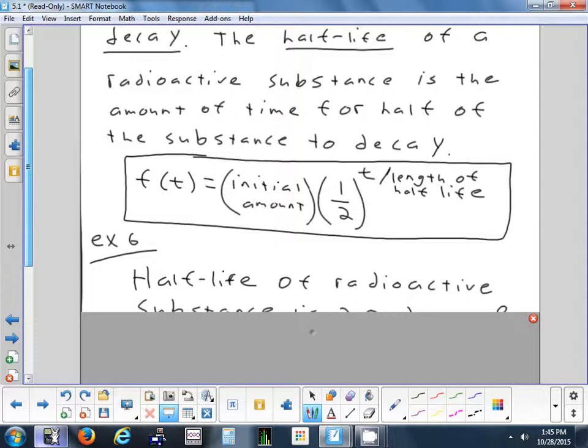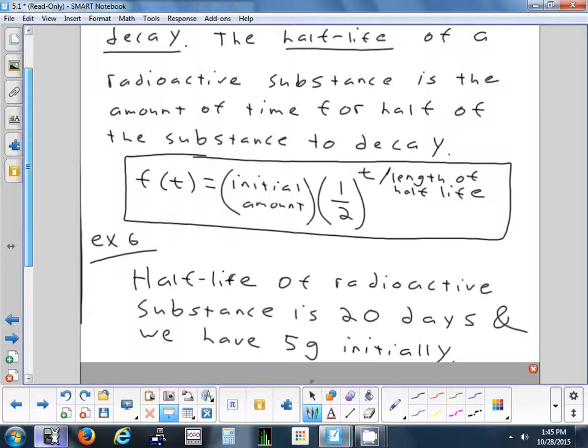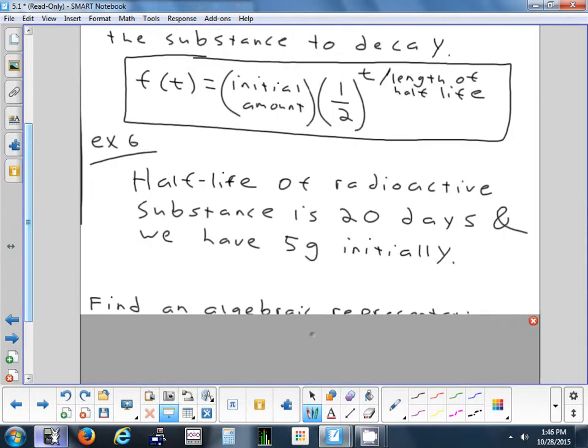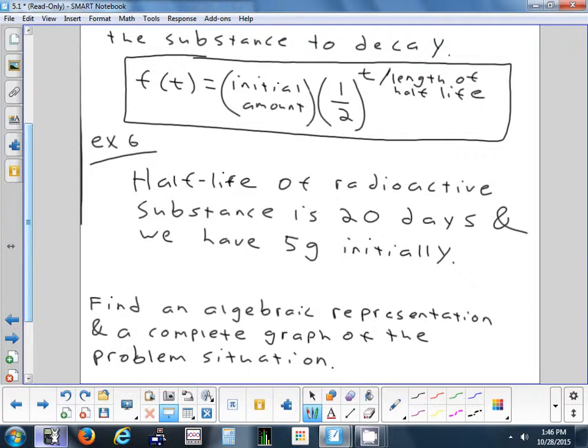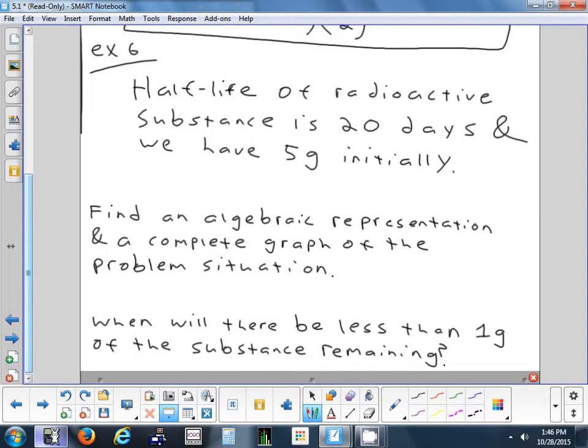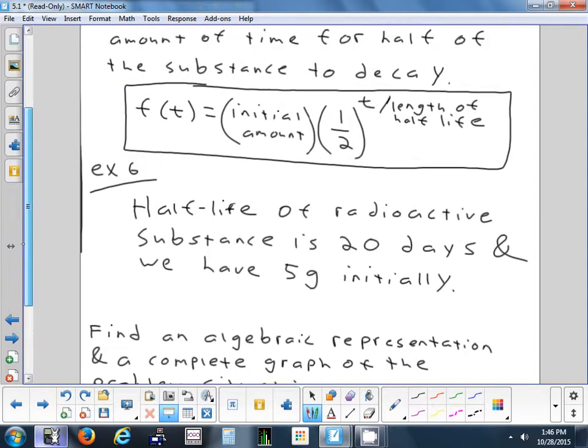Here I'm going to show you why this division is important, because I'm not going to let it be 1 this time. This time I've got a substance that has a half-life of 20 days. That means every 20 days, half of it disappears. I start out with 5 grams. First I want to write an equation that represents my amount as a function of time. And then I want to know, when will I have under a gram remaining? Maybe this is a dangerous substance, but once we have less than a gram of it, it's not harmful anymore. So maybe we're trying to figure out how many days before it's not harmful.